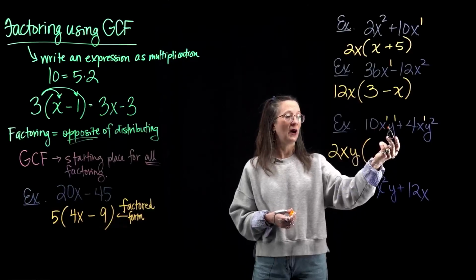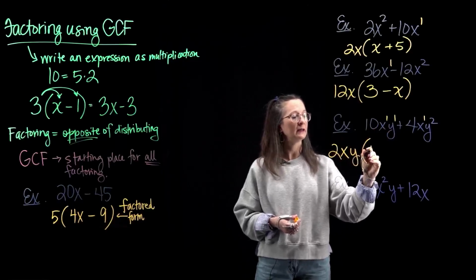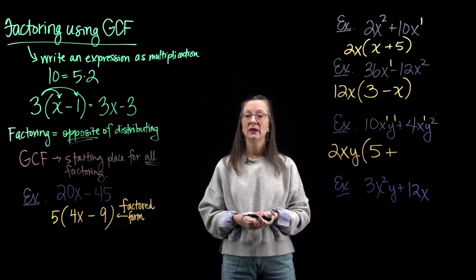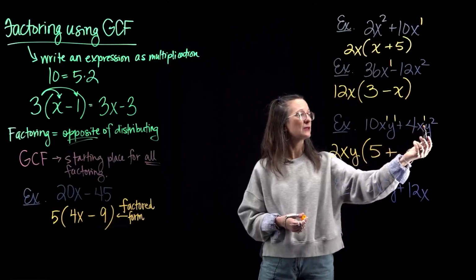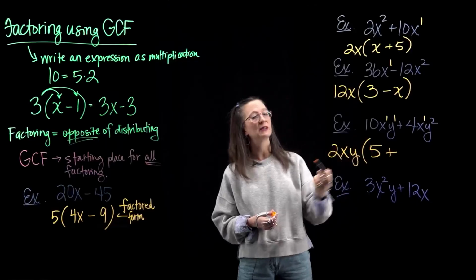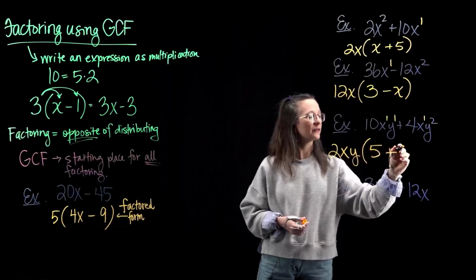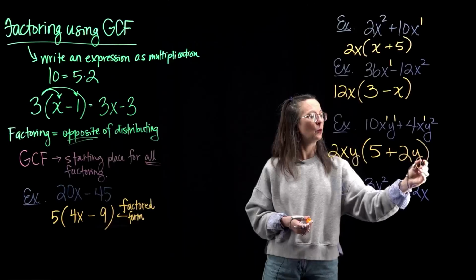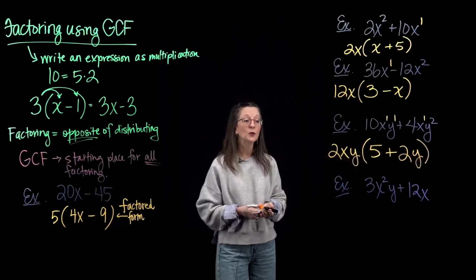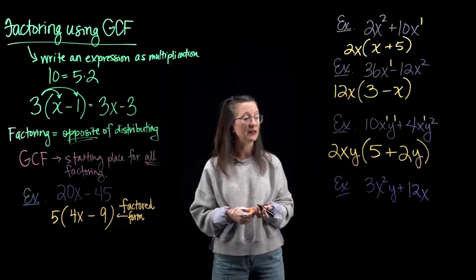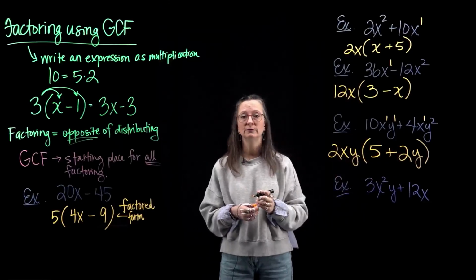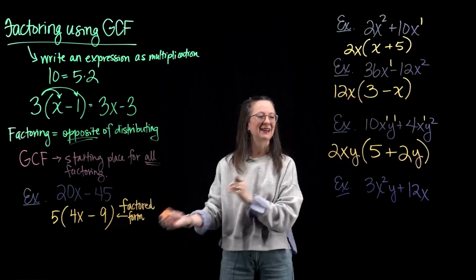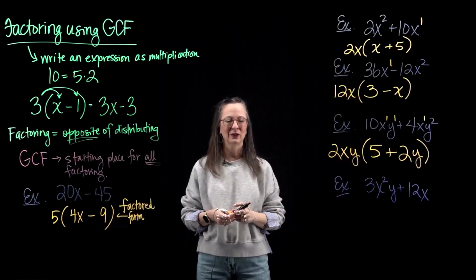So 10xy divided by 2xy leaves me with 5. We'll write down that plus, and then 4xy squared divided by 2xy. I'll be left with a 2, the x's will cancel, and a y. So my factored form would be 2xy times parentheses 5 plus 2y. And if you wanted to check it by multiplying back in by distributing that 2xy, you absolutely could.